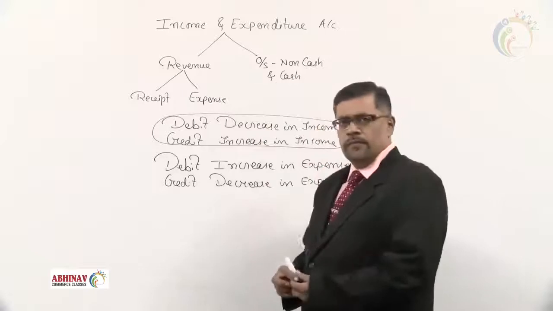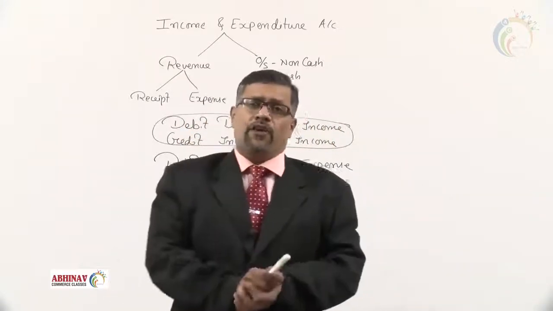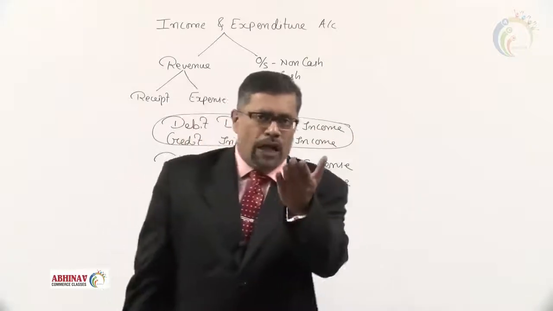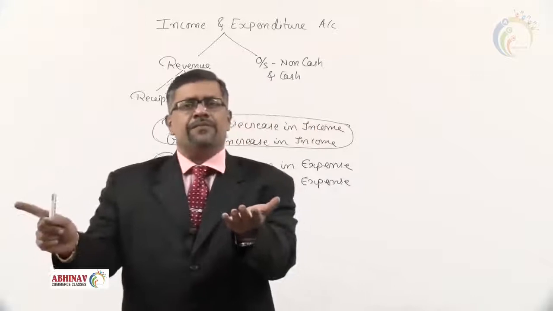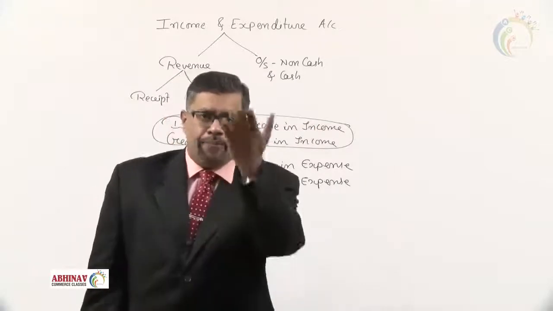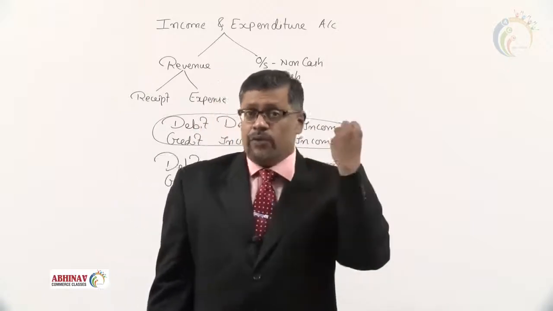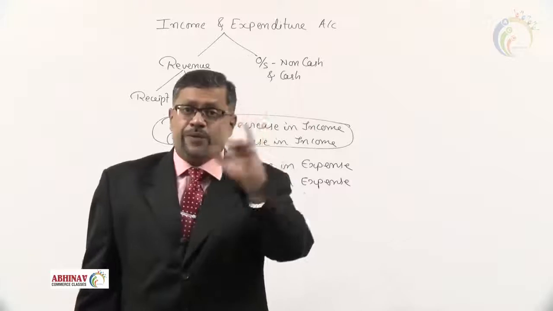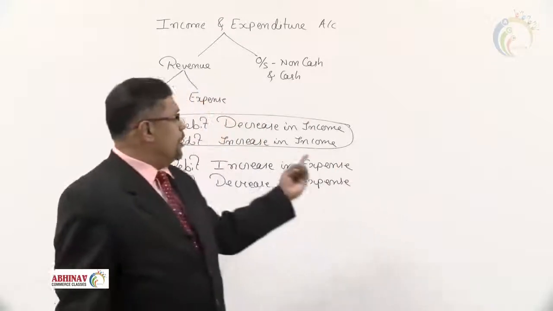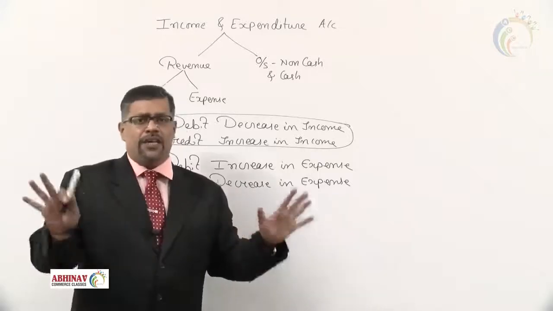But usually you go through the rule of income. We'll see what happens to the income, what happens to the profit. Like for example, salary paid. What happens to the profit? Profit decreases, income decreases, debit. Rent paid, profit decreases, debit. Interest received means income. Your profit will increase, we credit. That's all. Using this rule of income, we'll prepare income and expenditure account.